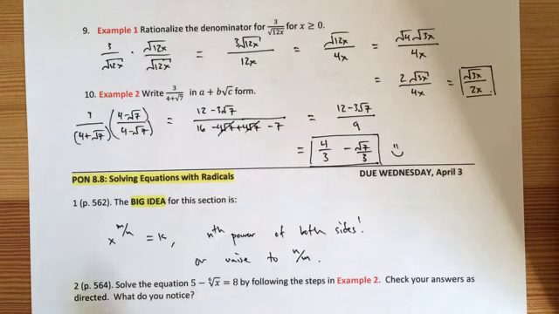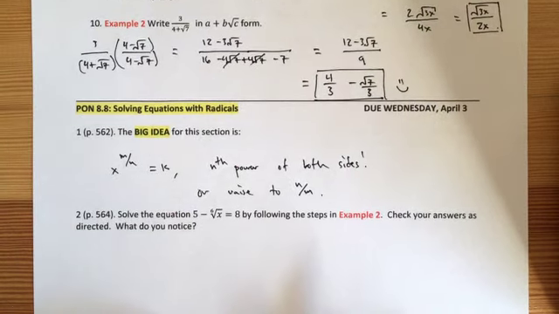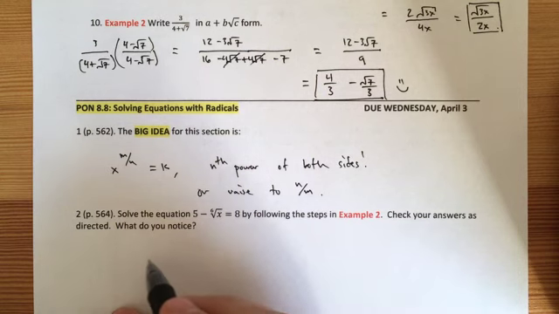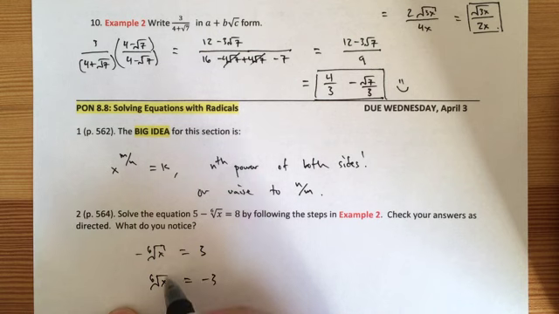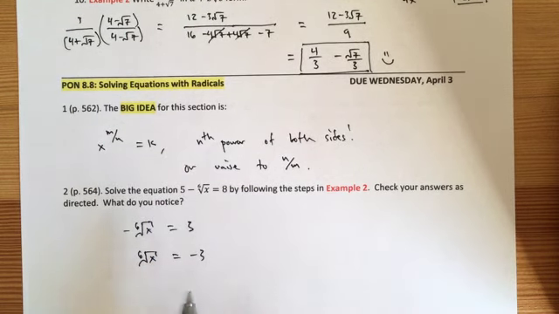Okay, so this one says solve the equation 5 minus the sixth root of x equals 8 by following the steps in example 2. I'm not going to follow the steps. I'm going to do it on my own. But I should get negative sixth root of x is equal to 8 minus 5, which is 3. So the sixth root of x is equal to negative 3. Now here I want to be thinking already. Can the sixth root of some number be negative? The answer to that question is no, because even roots are always positive. So they will never be negative. So there's no solution to this equation.